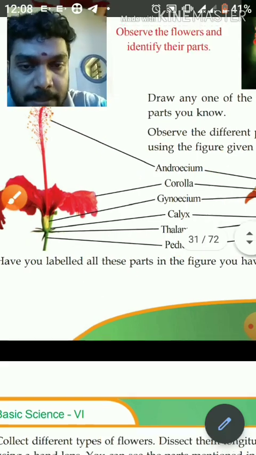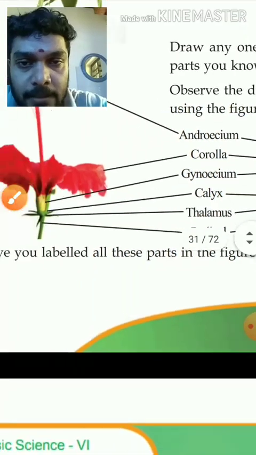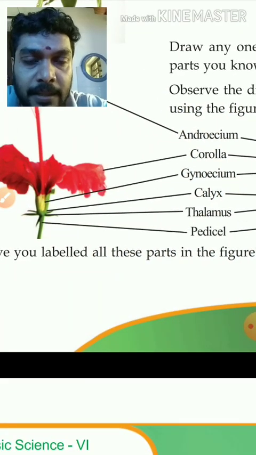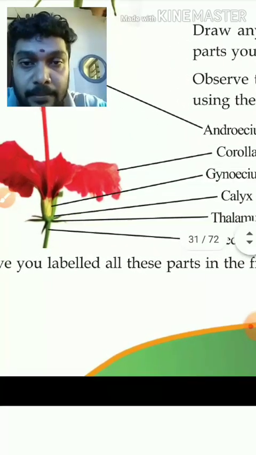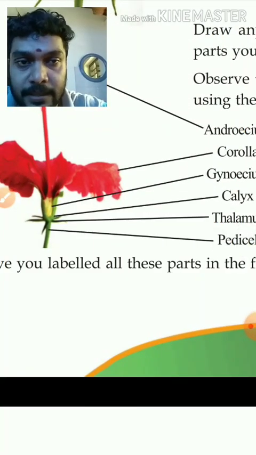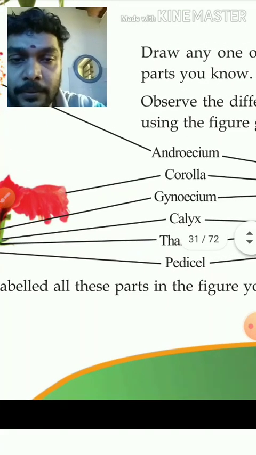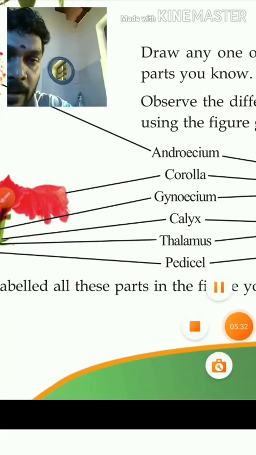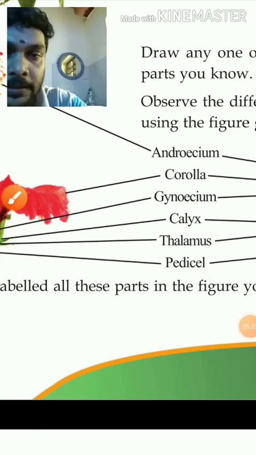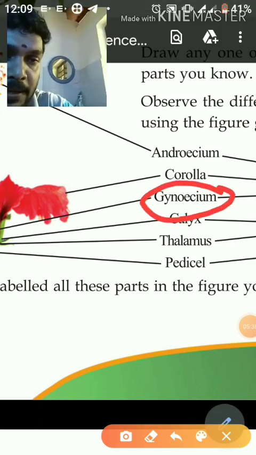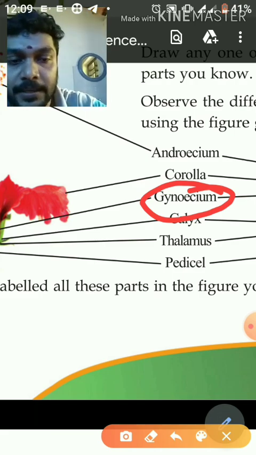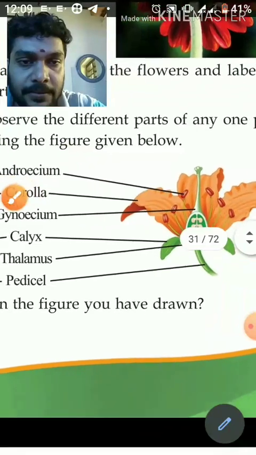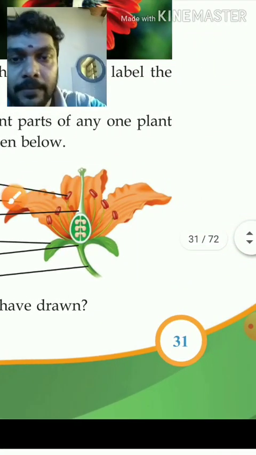Then can we discuss another one? That is gynoecium. Can you see the picture of the flower in the textbook? They marked gynoecium here. So what is the name of the female reproductive organ of the flower? No doubt, it is gynoecium. Which are the different parts of the gynoecium? Okay, I will tell you.